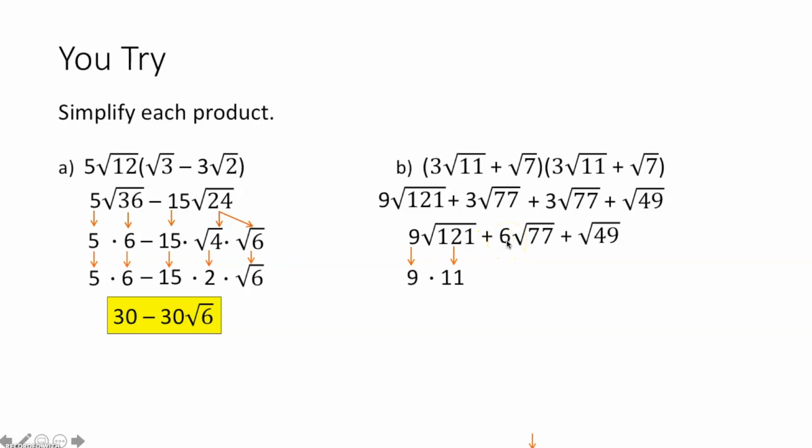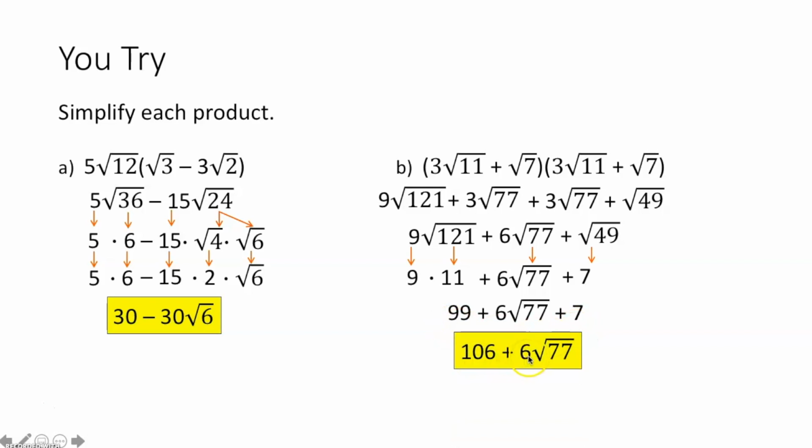This stays plus 6 rad 77, because rad 77 we can break up into rad 11 times rad 7, but neither of those are perfect squares, so this is as simplified as that gets. Square root of 49, that is also a perfect square. Look at that. So that becomes 7. Now, the 9 times the 11 becomes 99, and I can combine the whole numbers here. So 99 plus 7 is going to give me 106 plus 6 rad 77.